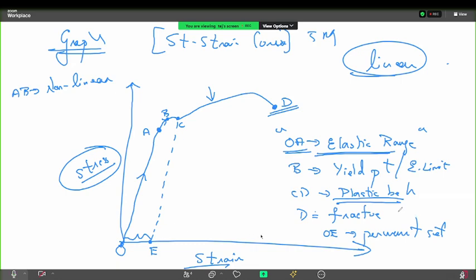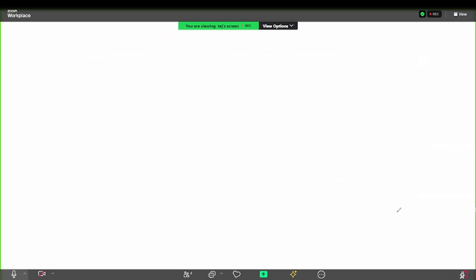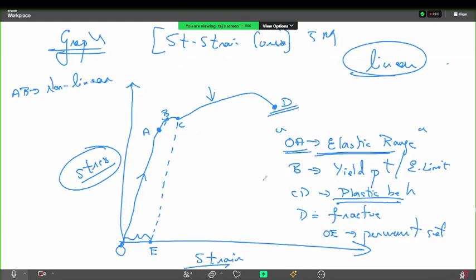When I send the notes, you'll get to know. In the notes, it will be like from O to A, stress proportional to strain. This they'll give you. From A to B, whatever extent, they'll give in terms of 2 lines, 3 lines. Getting it? There'll be point D, the fracture point, where stress is more and it breaks. They'll explain it. That's there in the notes.